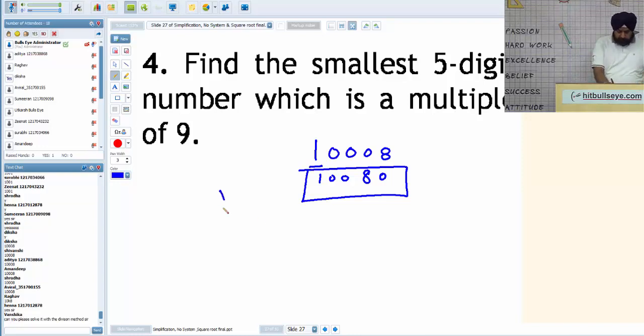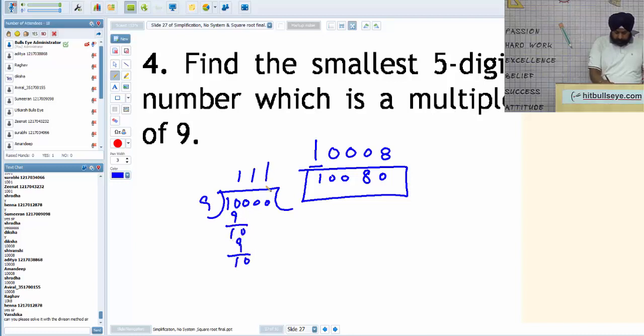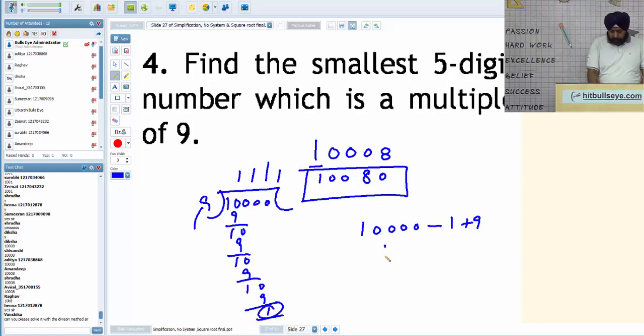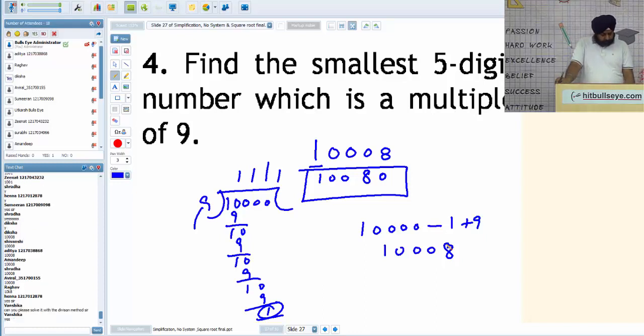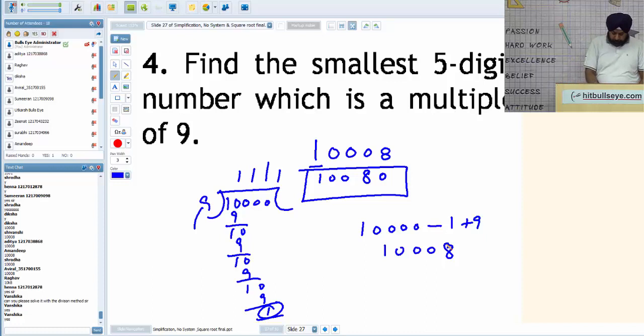Yes, absolutely, Vanshika. We can solve it with the help of division. The smallest 5-digit number is 10,000. 9 ones are 9, remainder 1 each step, and so on; finally the remainder is 1. So you should subtract 1 and add 9, that is D minus R. So it's 10008. Yes, Vanshika, is it okay now? The division method? Yes, okay, thank you.